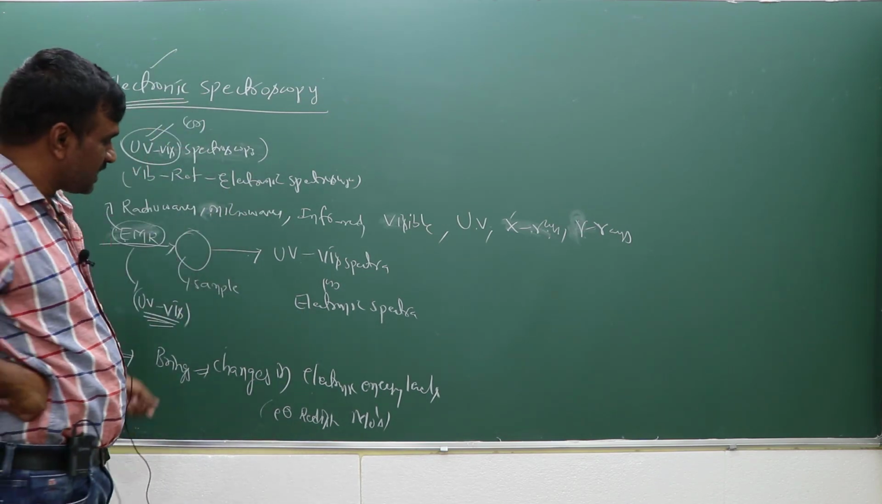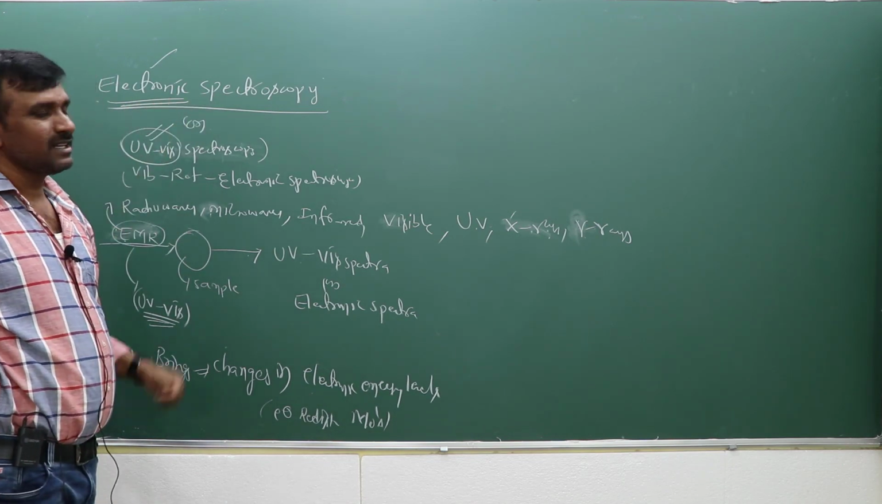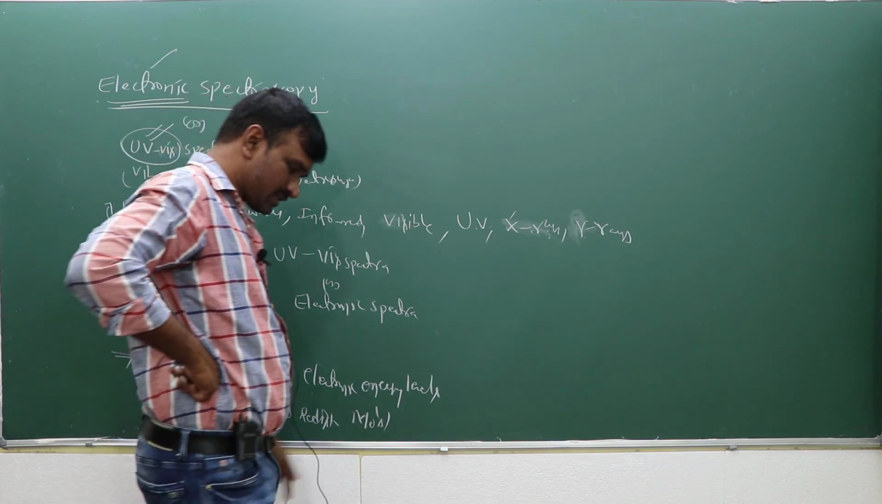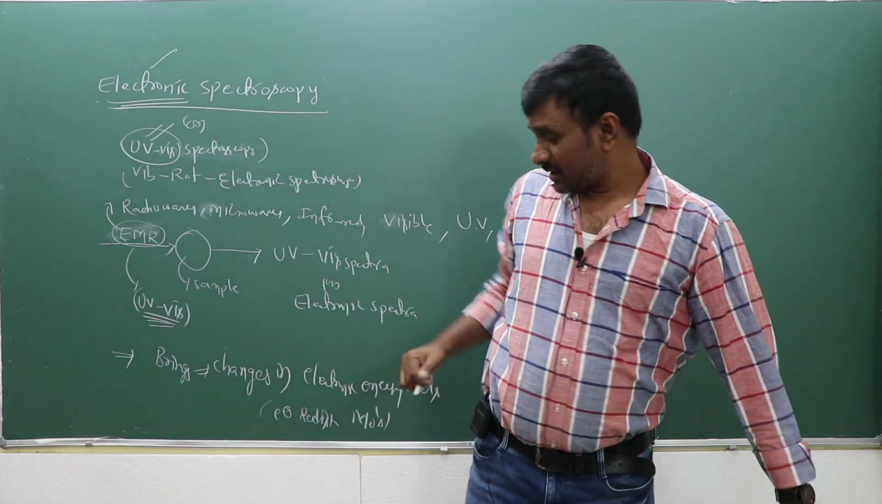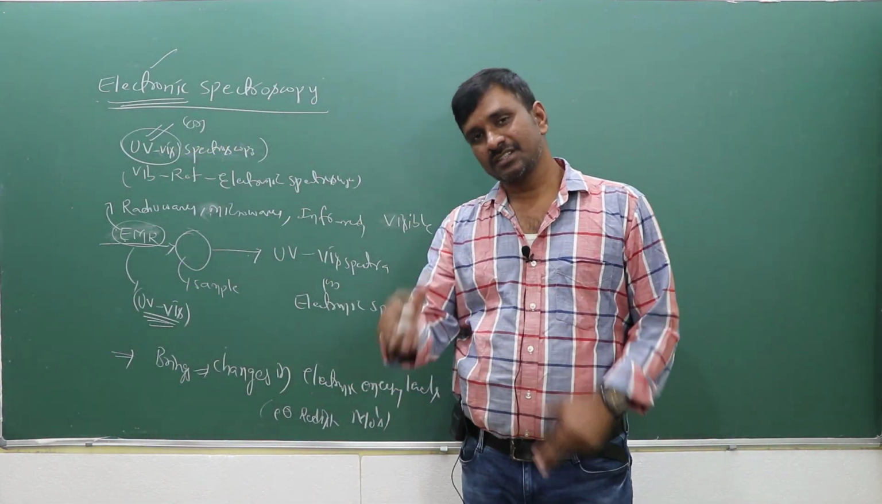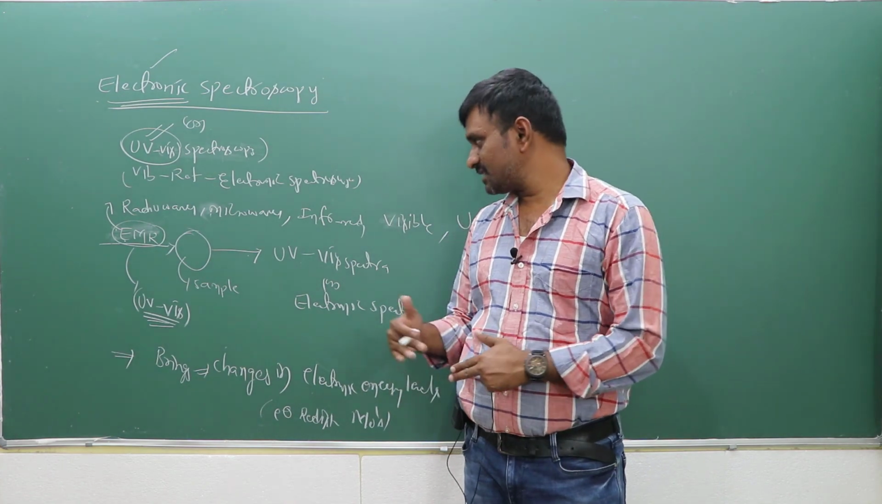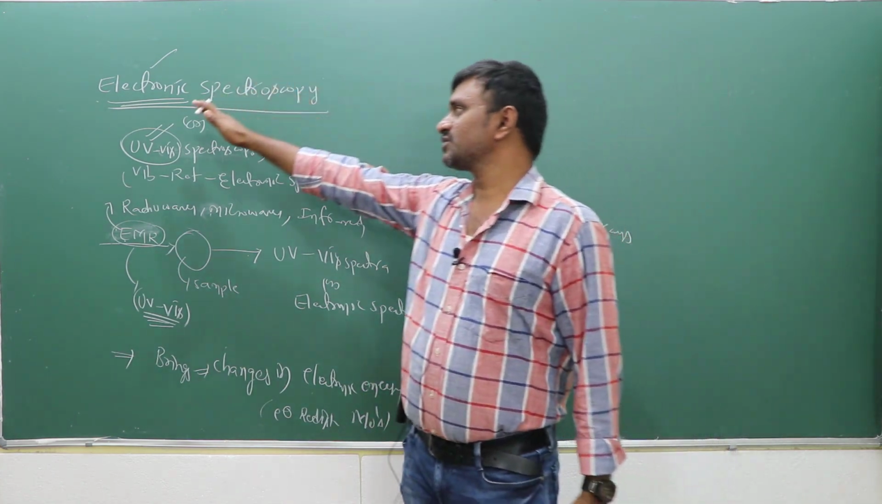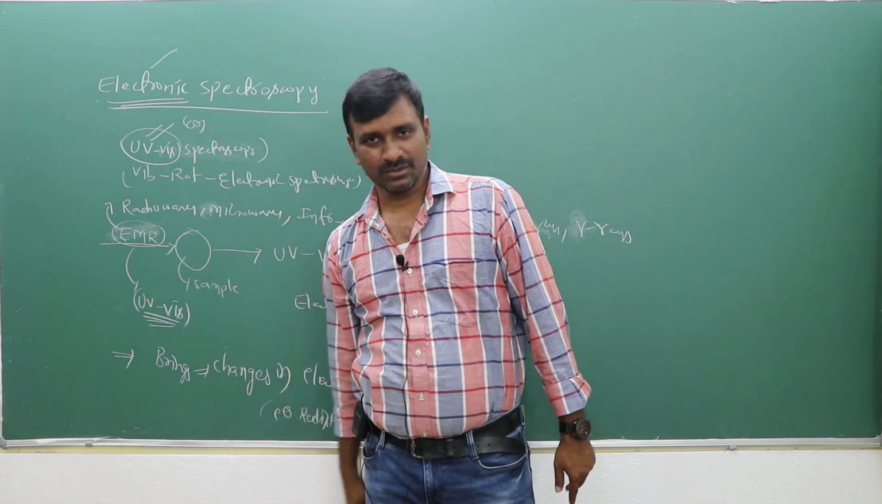Electronic energy levels will be changed; that spectra is called electronic spectroscopy. So electron rearrangement takes place, that means electronic transitions take place. That's why this spectroscopy is also called electronic spectroscopy.